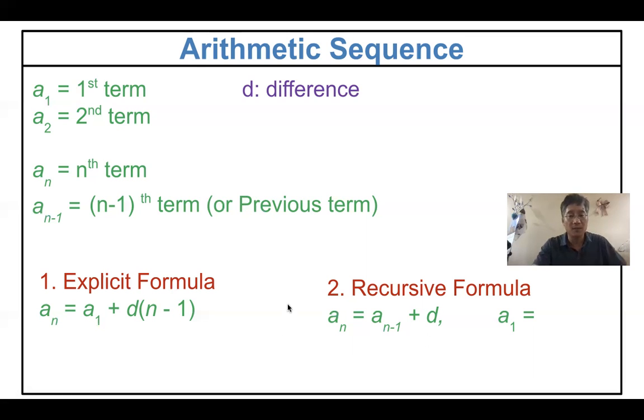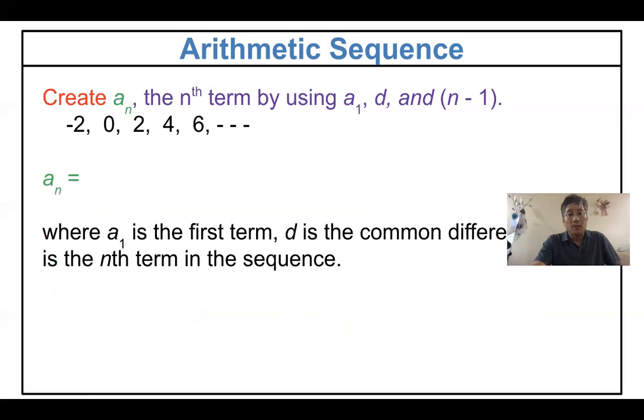So let's see with examples. You have a sequence of numbers like this: -2, 0, 2, 4, 6. Do you see the pattern?